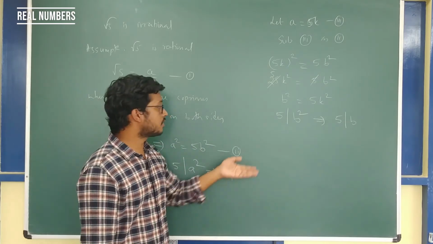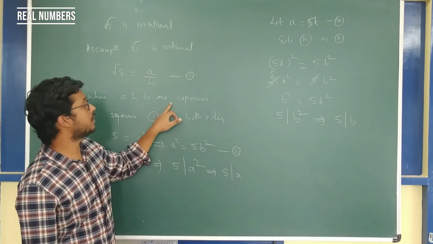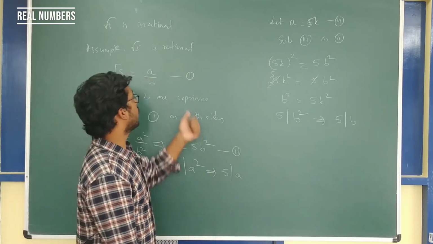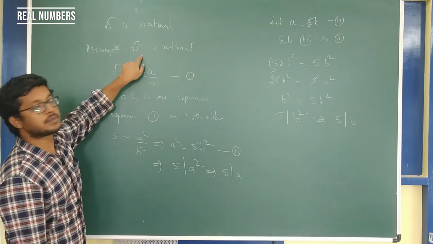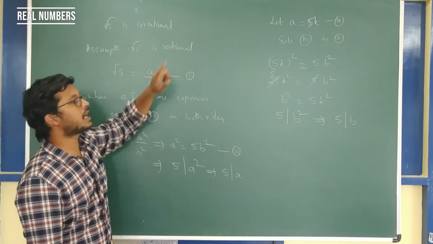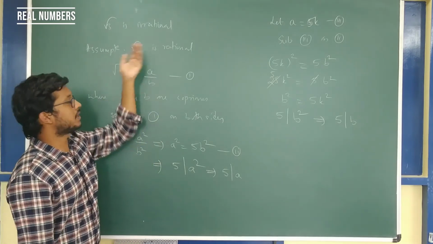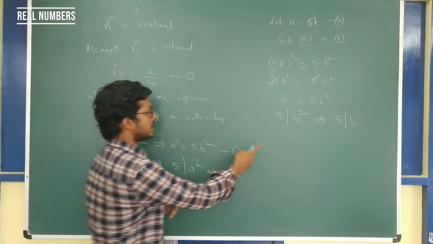So if 5 divides both a and b, our argument becomes wrong. That is definitely not possible. So therefore what must be wrong? Our assumption must be wrong. So square root 5 is a rational number is a wrong assumption. So what should be true? Square root 5 must be an irrational number. So let's write that one.